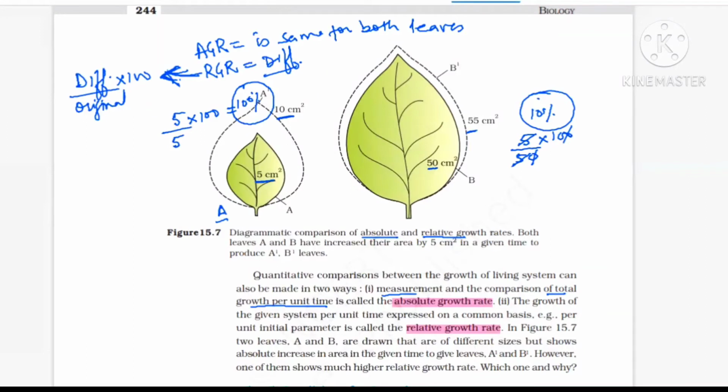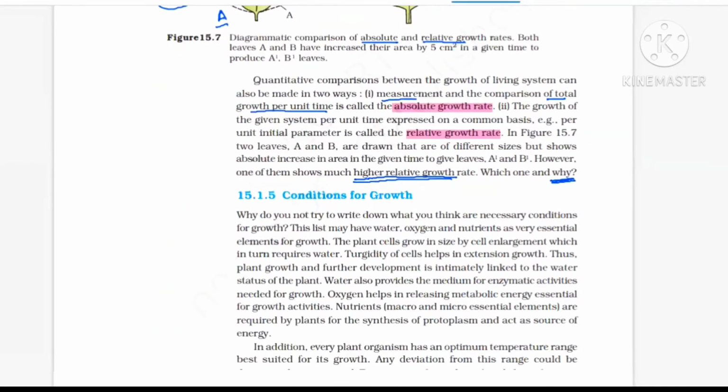Now, if you see here, they are asking who is having high relative growth rate? Can you tell now? Your answer will be this leaf, A, is having high relative growth rate. Why? Because the difference is only 5 and original was only 5. So both are showing same absolute growth rate, but relative growth rate is higher for A as compared to B. Is it clear? Now let us go to the next topic, that is conditions for growth.